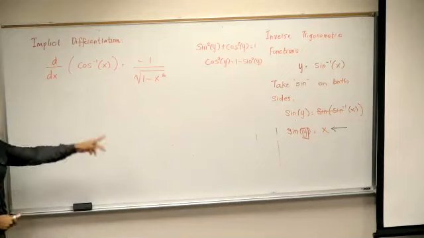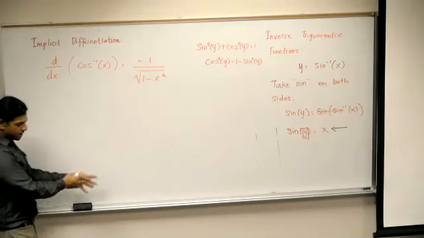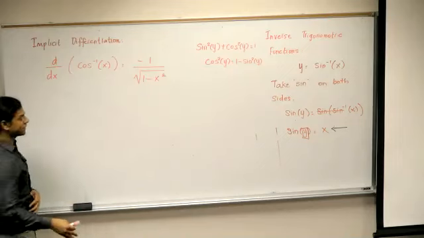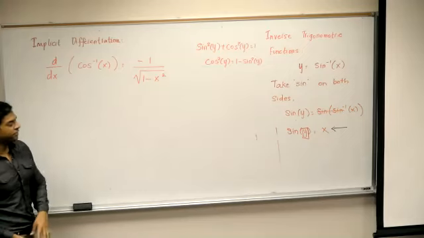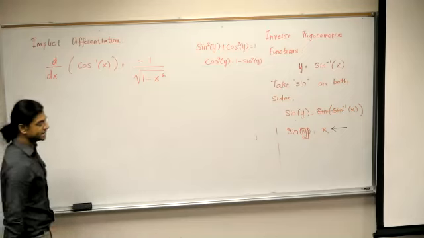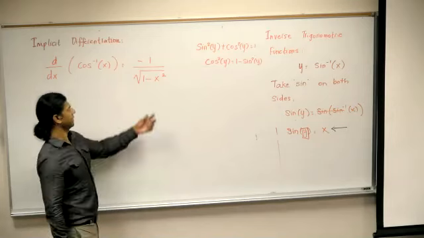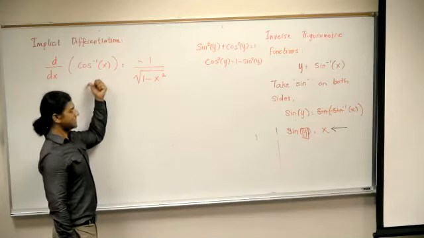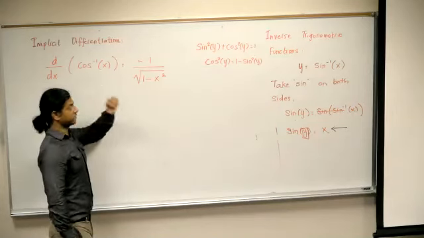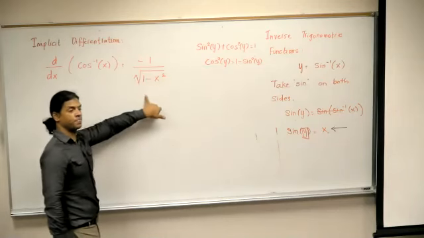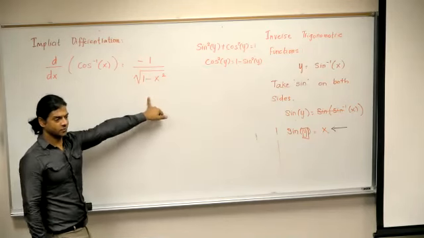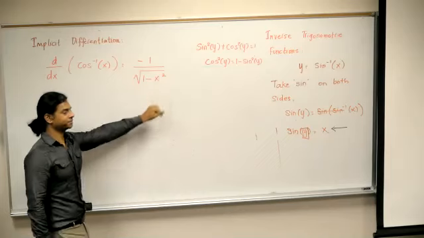If you follow the same process, set y equals cosine inverse of x, take the derivative on both sides, use the trigonometric identity, a whole bunch of things, you end up getting the derivative of cosine inverse of x to be negative 1 over square root of 1 minus x squared. Good.